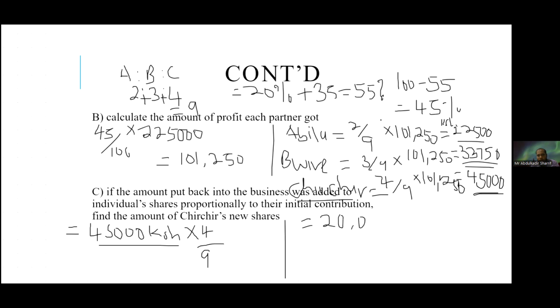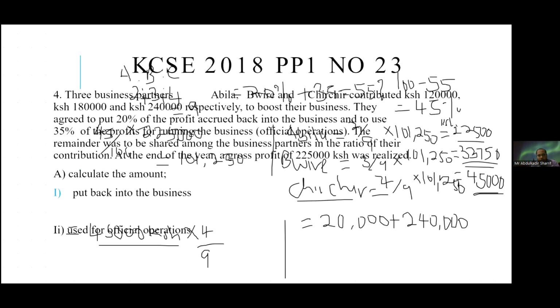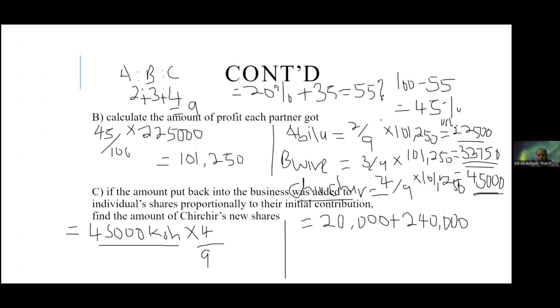Lakini kumbuka alikuwa na capital yake na kitambo. So aliweka 240,000. From the question itself, ukiona aliweka 240,000. So if you add 20,000 to 240,000, about 260,000 shillings. So that's the answer.